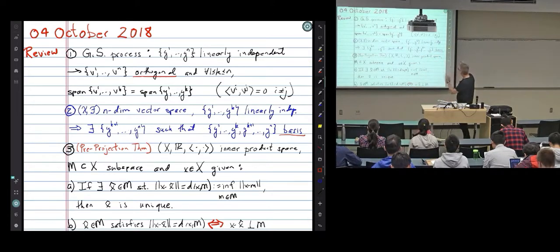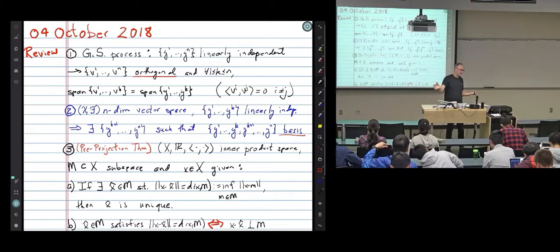If you want to make them orthonormal, you do one more step. Just divide by the norm. They have unit norm.